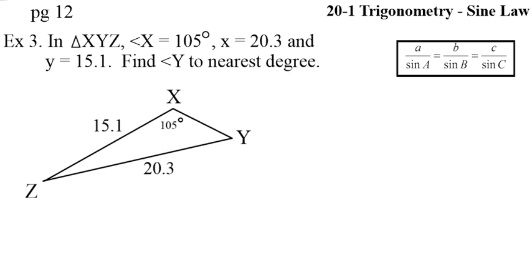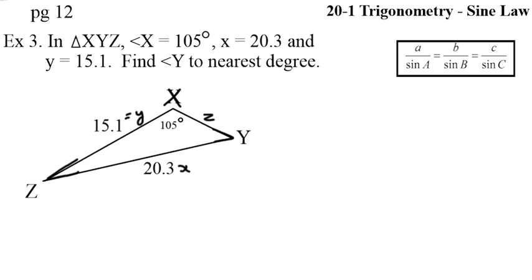Example 3, find angle y to the nearest degree. So here we go. A sine A, B sine B, C sine C. Does the labeling really change things up? I don't think so. Across from angle X is side X. Across from angle Z is side Z. Across from angle Y is side Y.